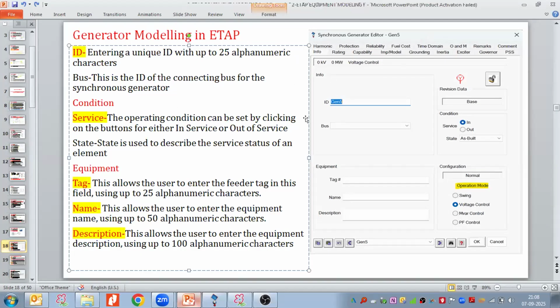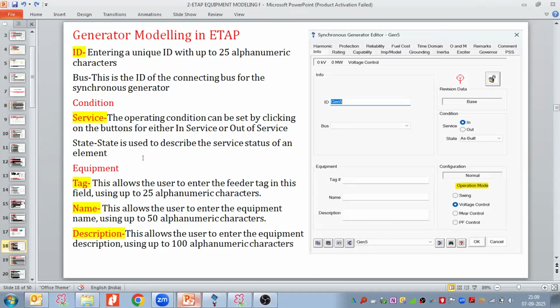Thereafter, conditions, so that would be obviously service conditions, service in and out. The operation conditions can be set by clicking on the button for either in service or out of service. So generally we take in service. State is used to describe the service status of an element. So state will go with the as-built element.